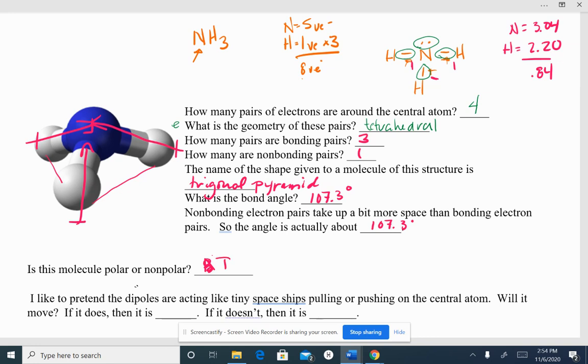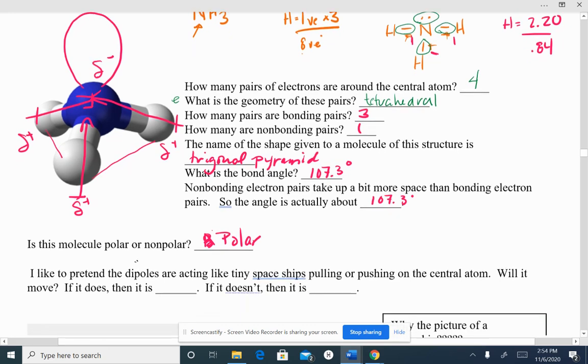It will be polar. So we will have more electrons on this end. That nitrogen, especially with that lone pair here, will be very electronegative. And we will have partial positive charges on the hydrogen ends. So we will have a negative side to this molecule, and we will have a positive side to this molecule.